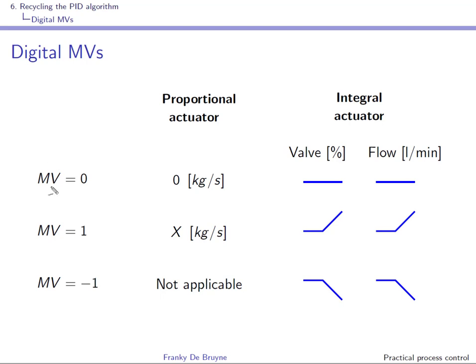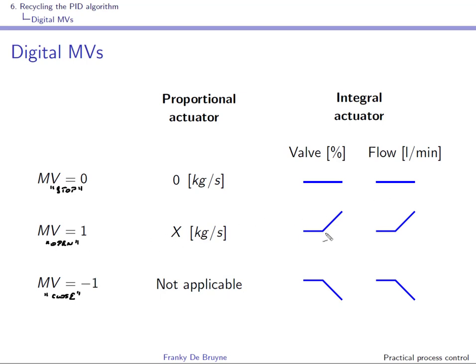So this will be stop, right? This will be open, and this will be close, right? So indeed, if MV is equal to 0, this means that the command that is sent to the electromotor is 0, so the valve opening will be constant, right? Let us say 50%, and you'll have an associated constant output flow, let us say 1000 liters per minute.